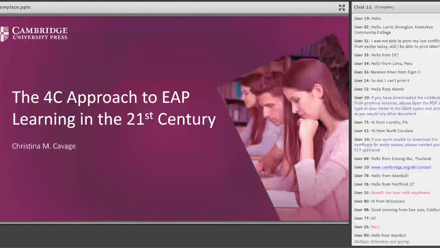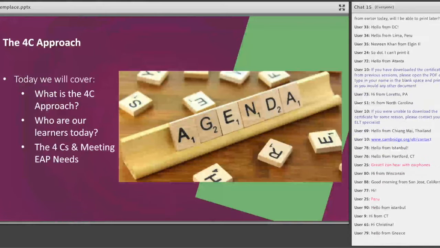So let's get started. And I'm going to start with exactly what we're going to cover today. So the 4C approach, what exactly is the 4C approach? Some of you may already be familiar with it, but the 4Cs are communication, collaboration, creativity, and critical thinking.